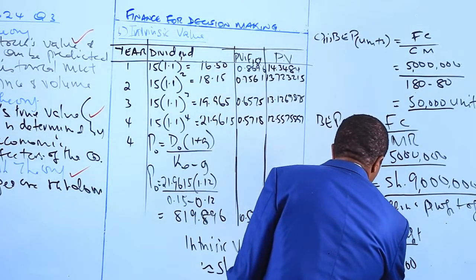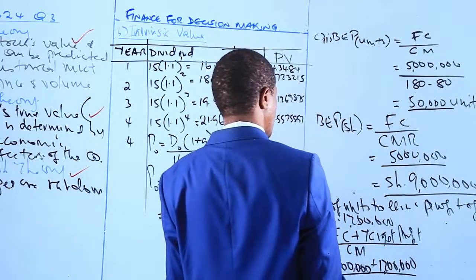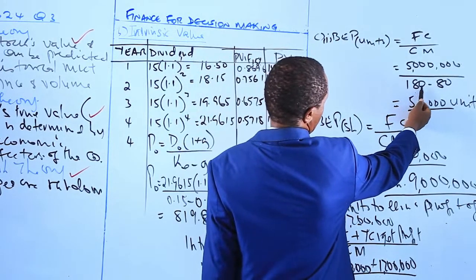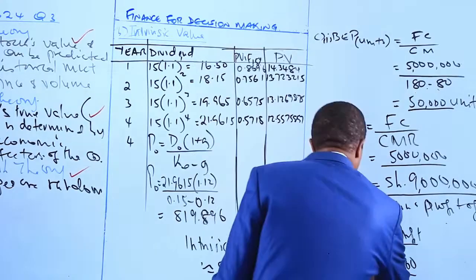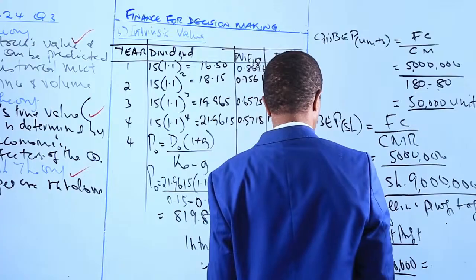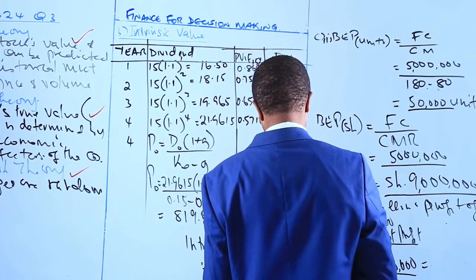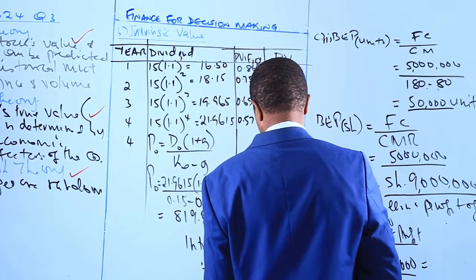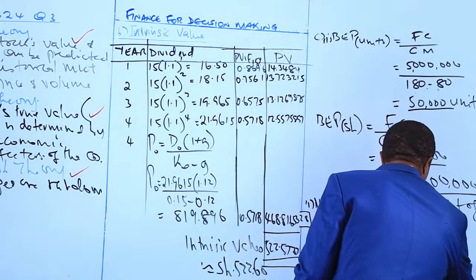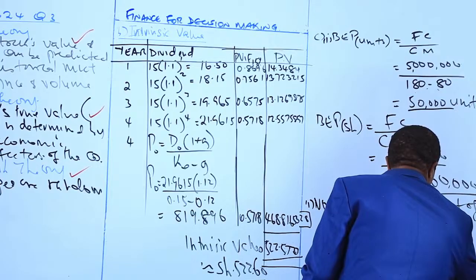We know the contribution margin. Of course, it's supposed to be per unit. The contribution margin, we had calculated it. Contribution margin is 100, that is 180 minus 80. So this will be equal to 5 million plus 1.2 million, that's 6.2 million, divided by 100. This is 62,000 units.